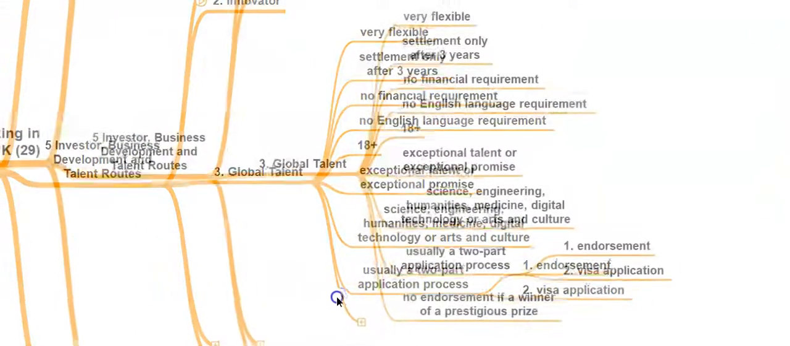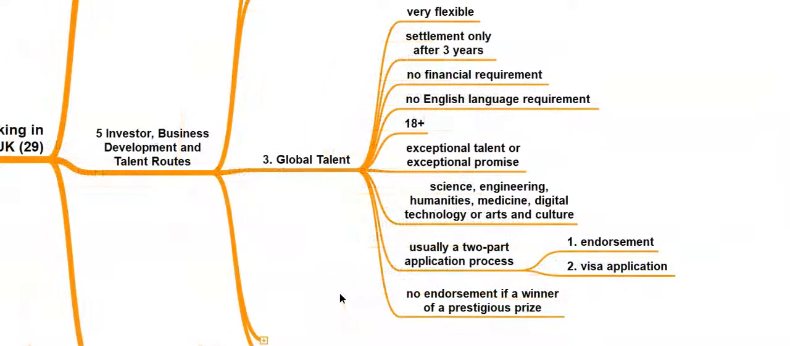Also, they've introduced some exciting changes this year. They said that if you are a winner of a prestigious prize, you don't need to apply for endorsement, so you can apply for visa straight away, and the application is most likely to be granted.